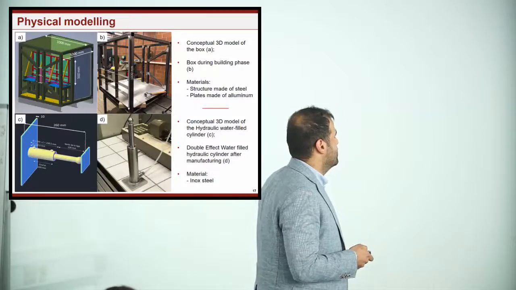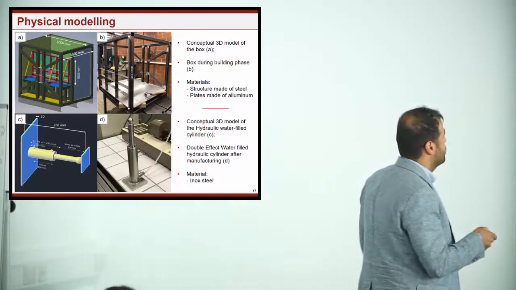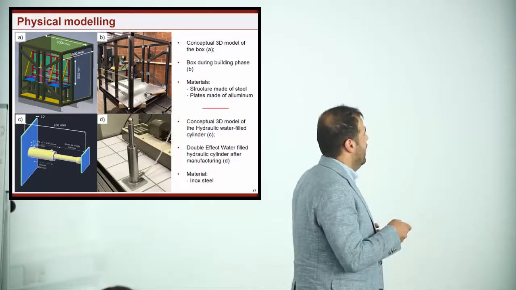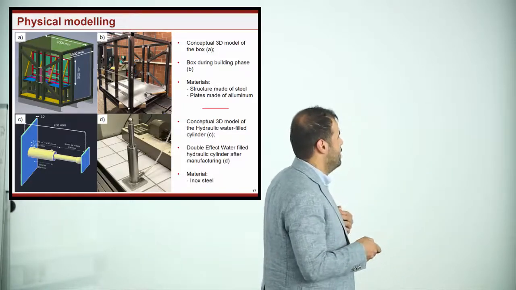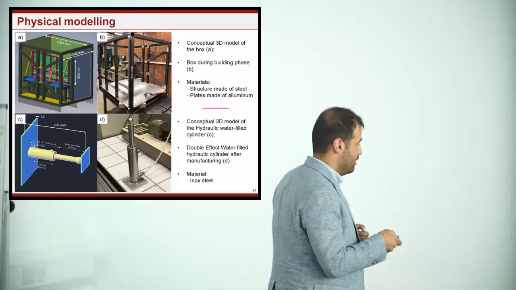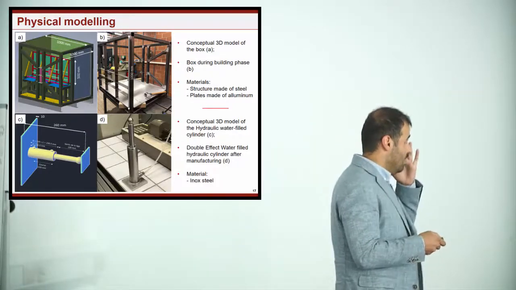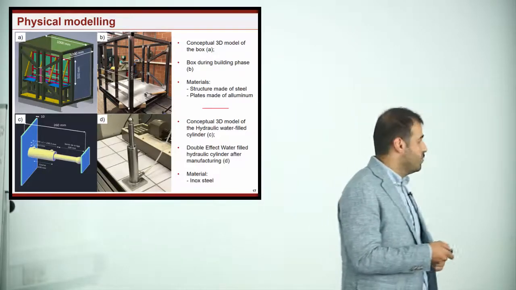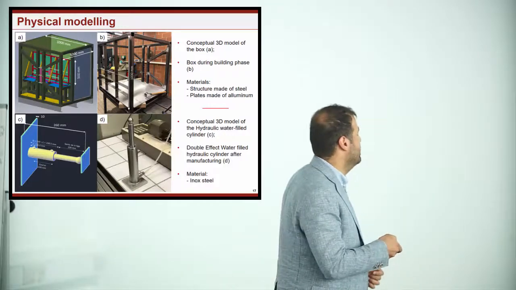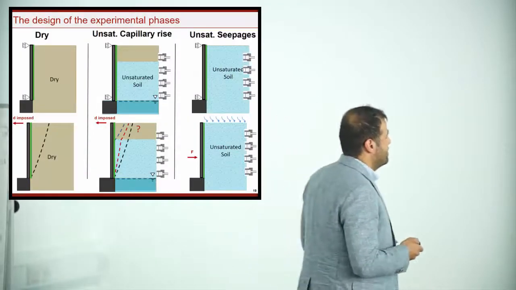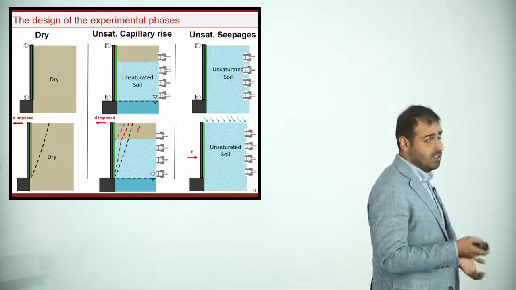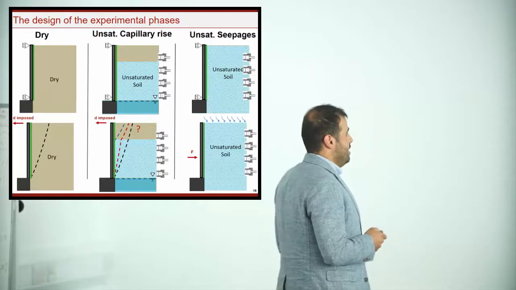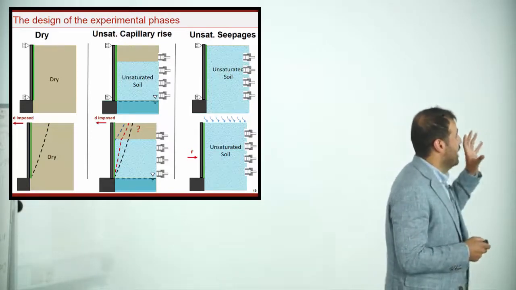This is the dimension of the box, which is 1000 millimeters wide, and the active part of the wall is almost 500 millimeters. The water-filled hydraulic cylinder is made of inox steel because it has to work with water, and it is connected with a pressure water cylinder. Moreover, I would like to highlight that with this device we can measure the horizontal component of the lateral earth thrust.